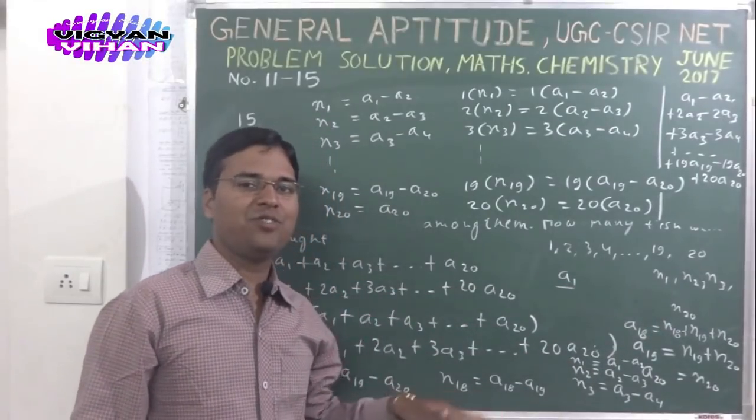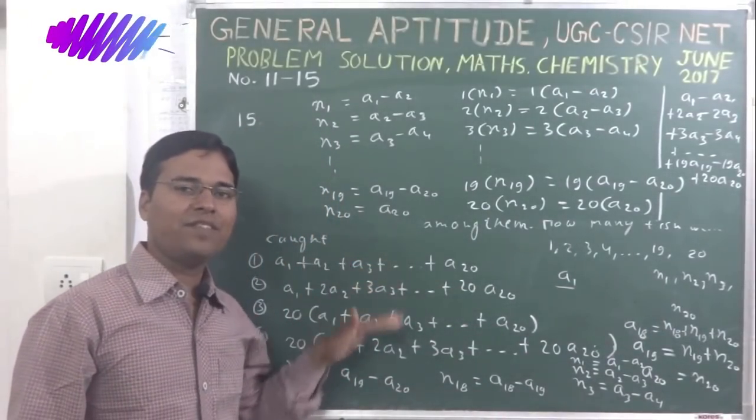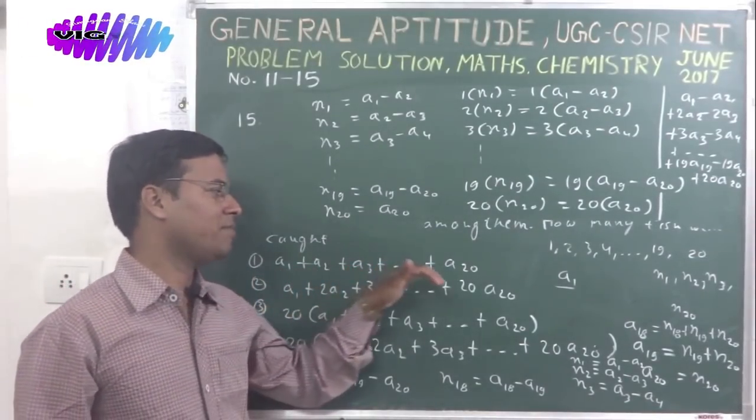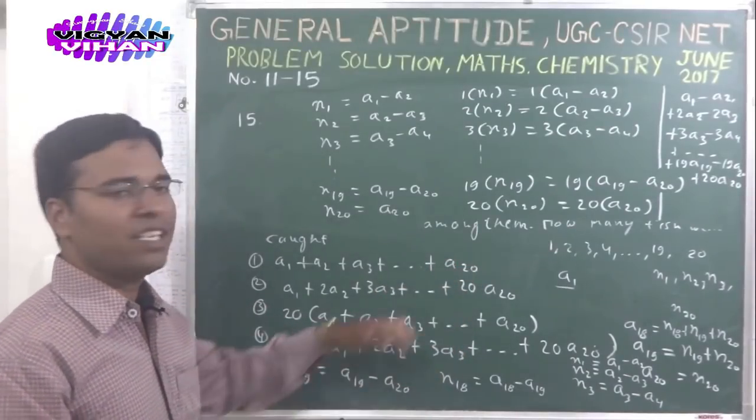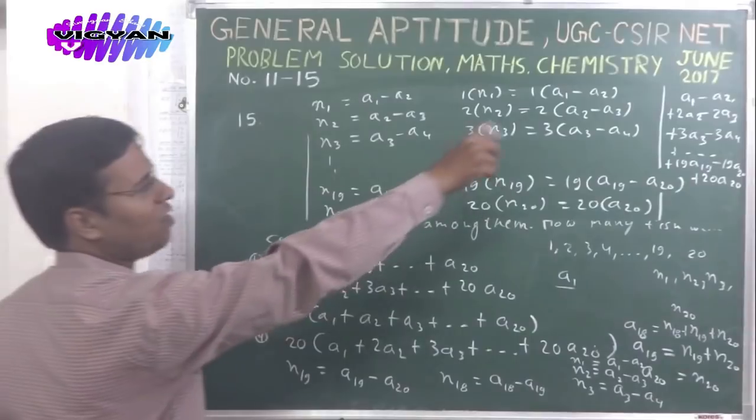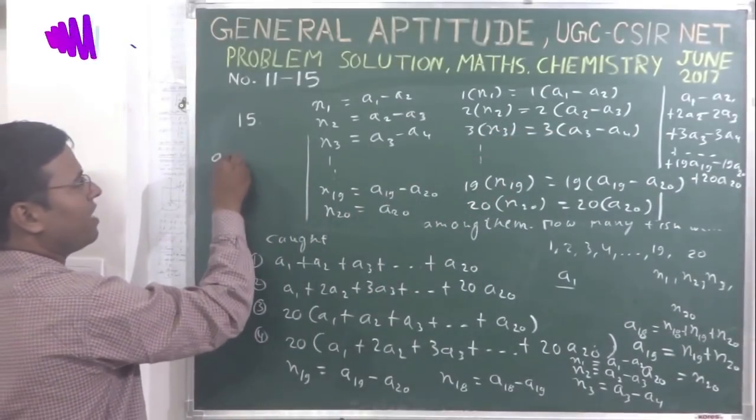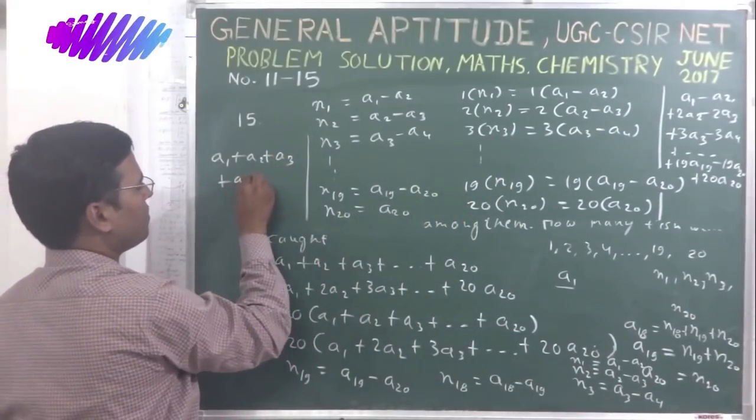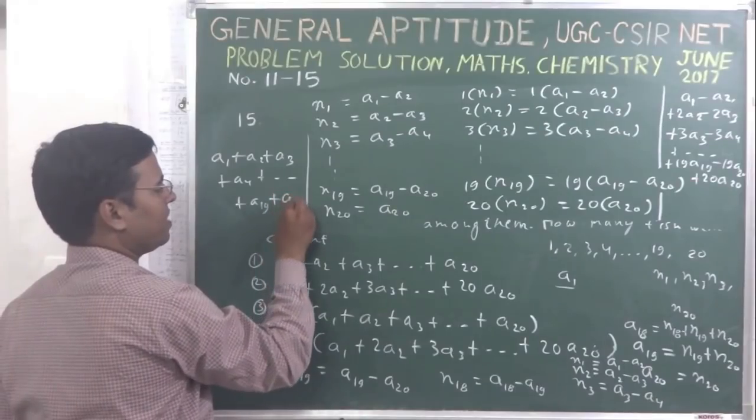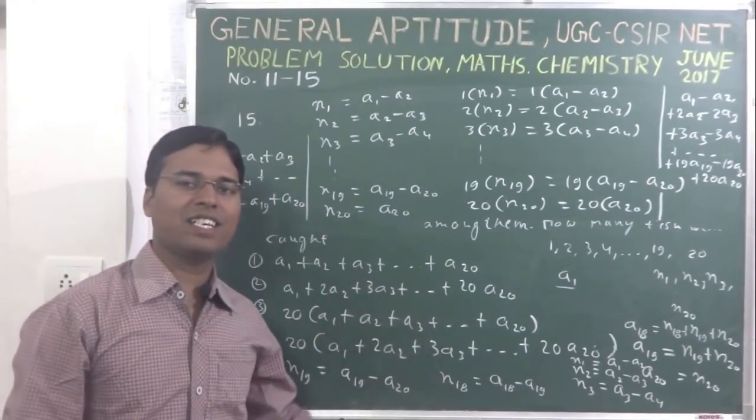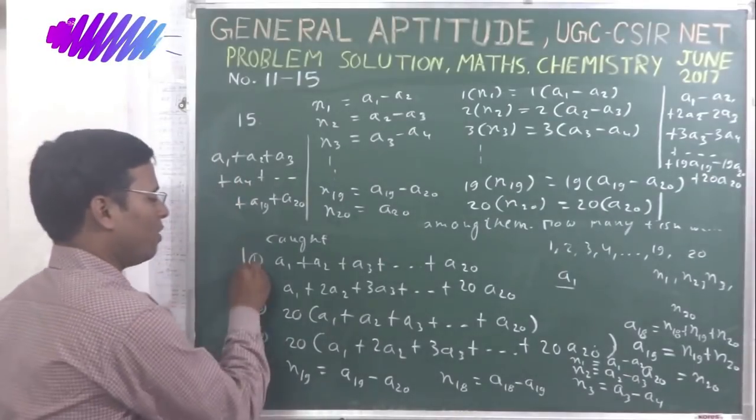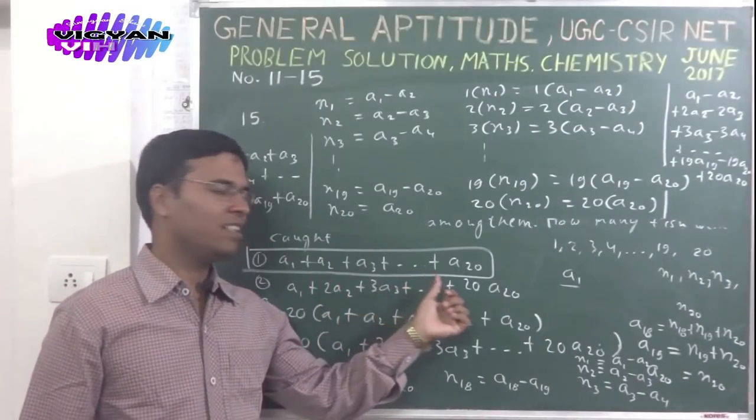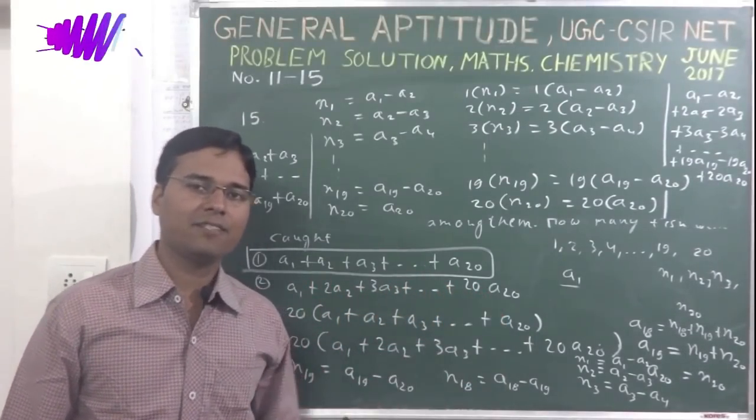So check what series you get from the given 4 options. The first option has A1 plus A2 plus A3, and so on, up to A20. So that is the final series of your answer. You can check it there: A1 plus A2 plus A3 plus A4, and so on, plus A19, A20. So the correct answer of this problem is option 1: A1 plus A2 plus A3, and so on, plus A20.